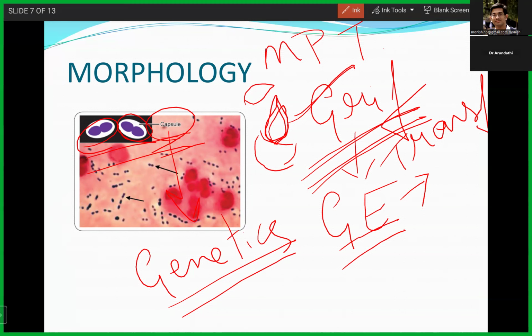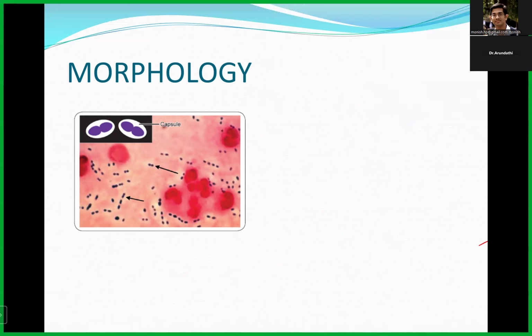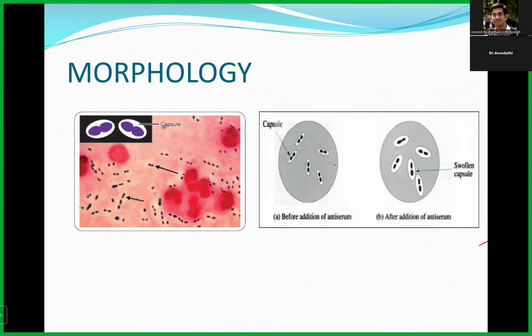You can just throw any organism as other choices. So the answer is capsulated and non-capsulated Streptococcus pneumoniae. So the morphology is gram-positive cocci in pairs, which is capsulated. When I'm telling so many times about capsule, that itself should make you realize that that is the main virulence factor. The organism survives. It causes so much havoc because of its capsule.